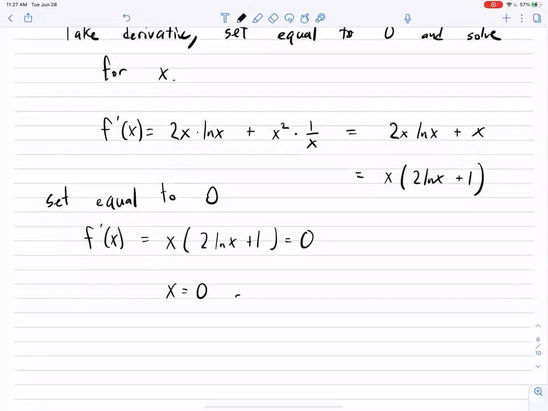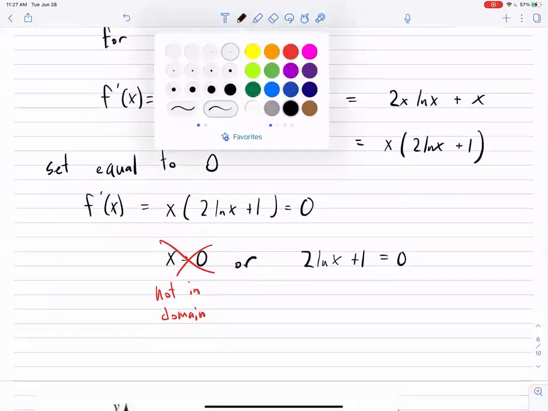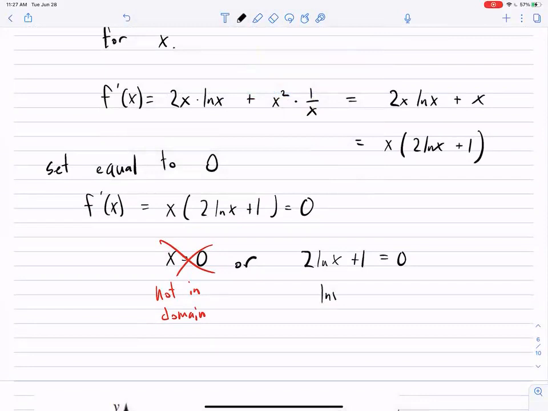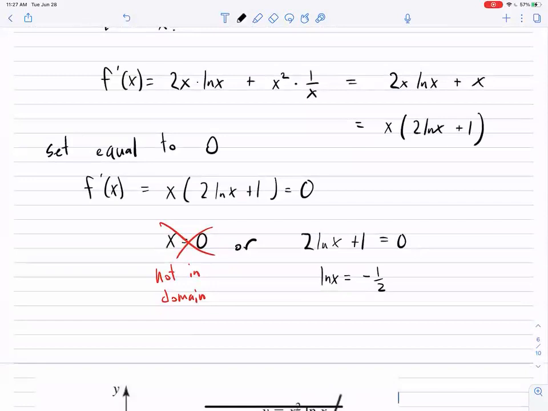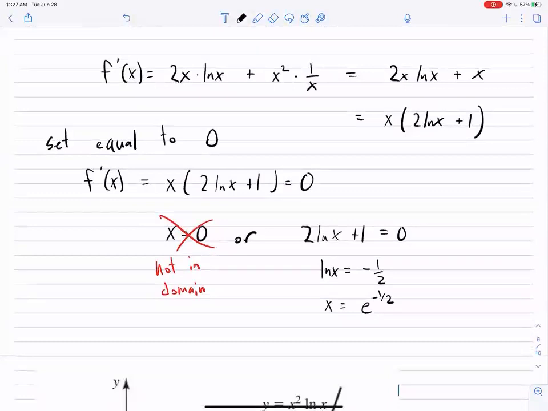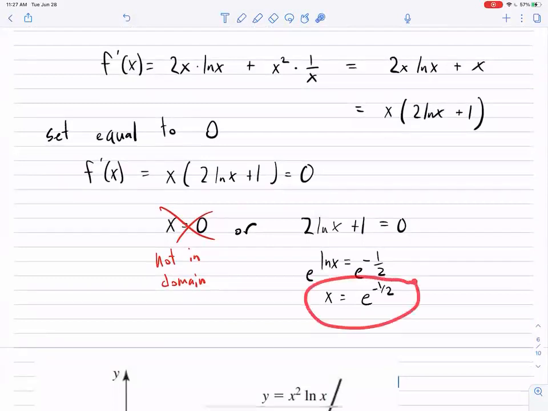So x equals 0 or 2 ln x plus 1 equals 0. This one can't work because it's not in the domain. How about this one? What do we get here? We get that ln of x is equal to -1/2. And so how do we solve? We get that x is equal to e to the -1/2. That's how we undo it. And so x equals e to the -1/2, which is in the domain. So this is a critical point.